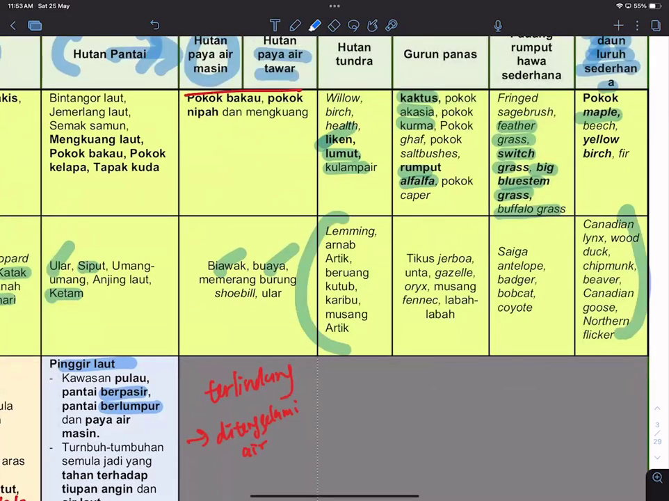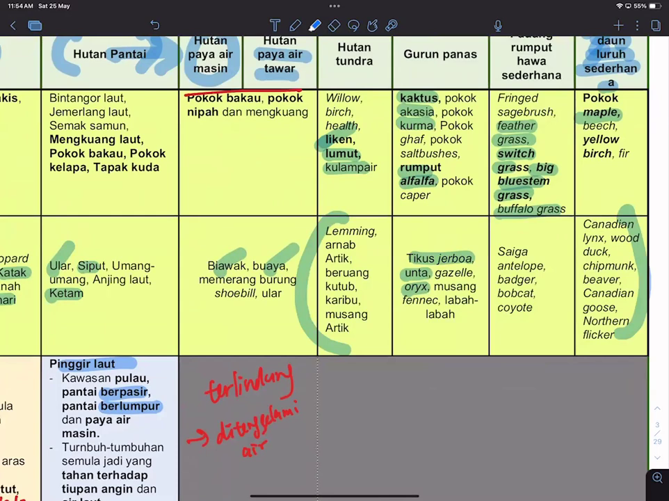Okay, do you guys need to highlight? Gurun panas, yes, we have the tikus jerboa, the Pikachu, and then the unta, camels, and then the oryx. Okay, I saw you guys oryx before, right? Something looking cute, a larger size, and then the gazelle. Okay, rusa, gazelle, and then the oryx.